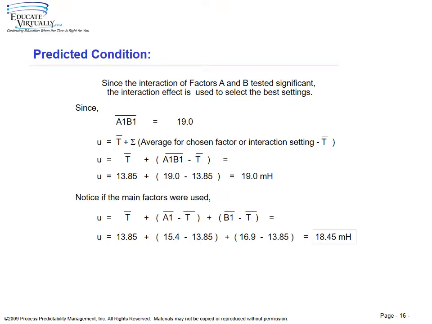Notice that if we use the main factors instead of the interaction, our prediction would be less than what the actual value is going to be. We also have some instances where the main effects give us opposite selections for best setting that are different than what the combined effect or the interaction would give us. So we have to watch out for those. That's why if an interaction turns out to be significant based on the F statistics and the p-value, then that takes precedence over the single effects taken alone.